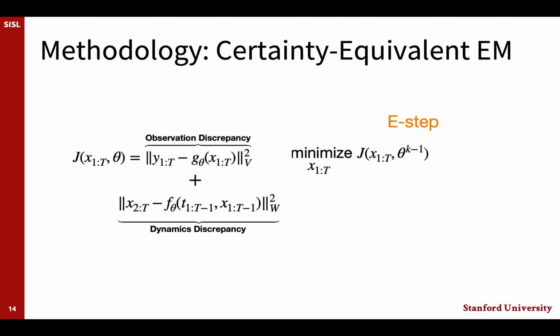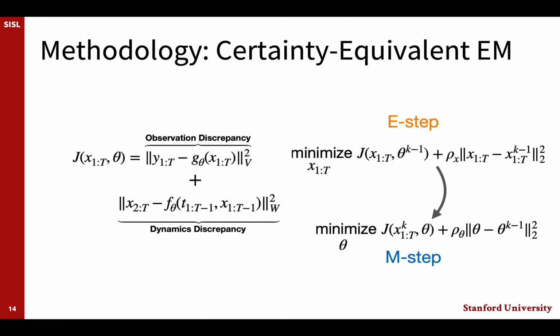So in the E step, what we would do is hold the choice of parameters constant and try to find the hidden states that minimize the objective. However, since we're typically dealing with a non-convex problem, to get this algorithm to converge, we will need to add a proximal regularization term. And so this term basically just says that don't stray too far away from the previous guess. Then in the M step, we hold that state trajectory that we just found constant and optimize the parameters, again, with a proximal regularization term. And we iterate between this E step and M step until we converge to a global optimum. This summarizes the certainty equivalent EM algorithm.